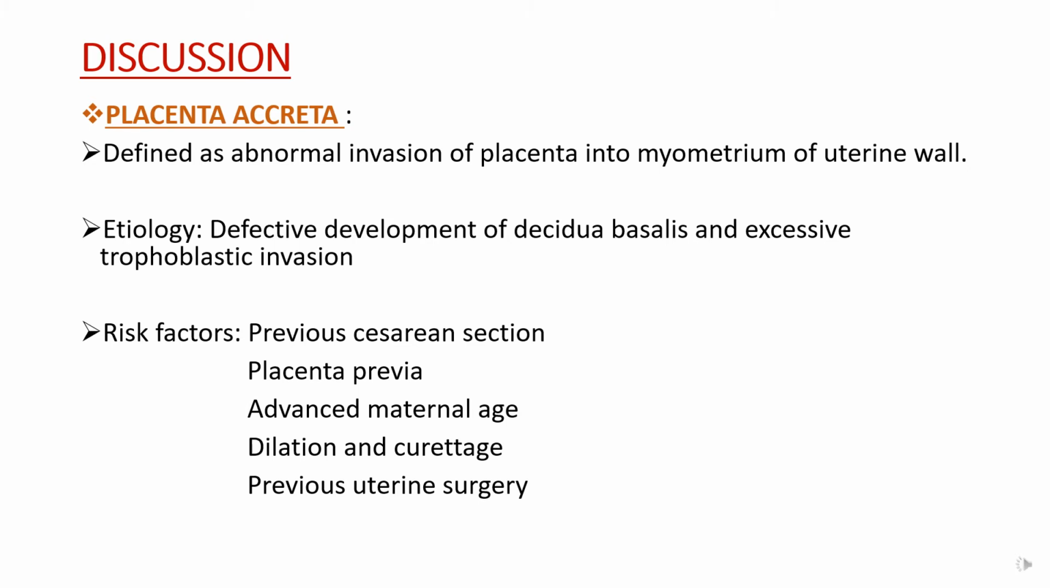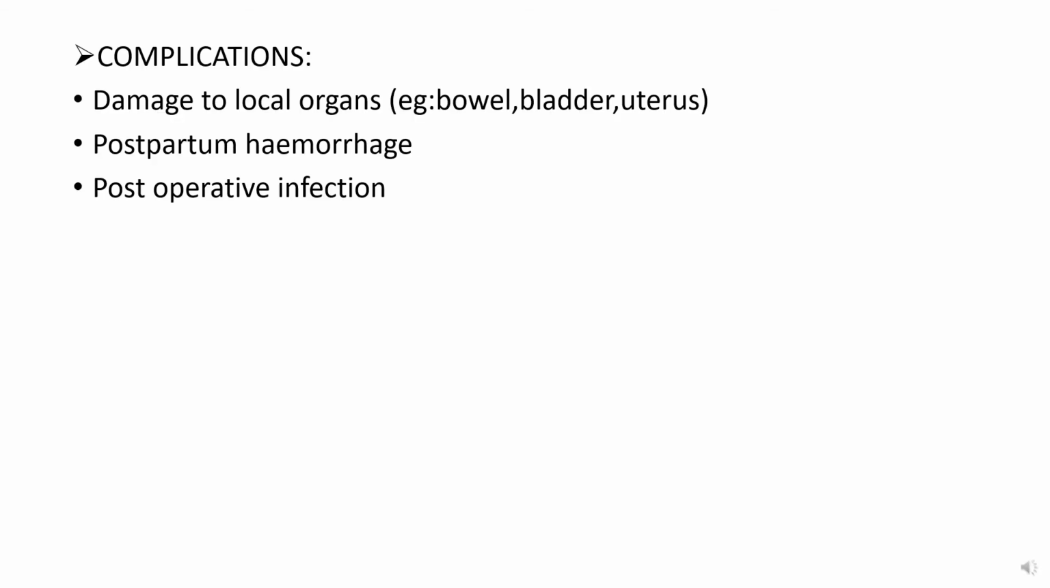Discussion: placenta accreta defined as abnormal invasion of placenta into myometrium of uterine wall. Etiology: defective development of decidua basalis and excessive trophoblastic invasion. Risk factors are previous caesarean section, placenta previa, advanced maternal age, dilation and curettage, previous uterine surgery. Complications: damage to local organs like bowel, bladder, uterus, and postpartum hemorrhage and postoperative infection.